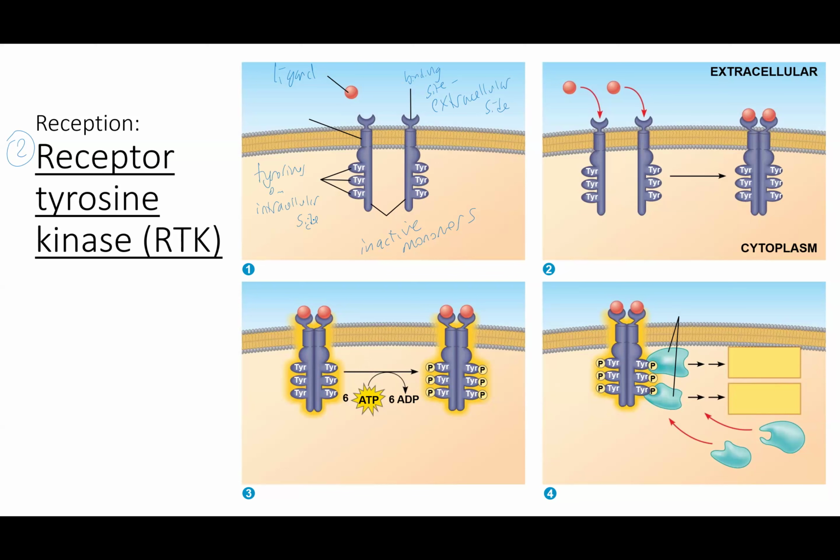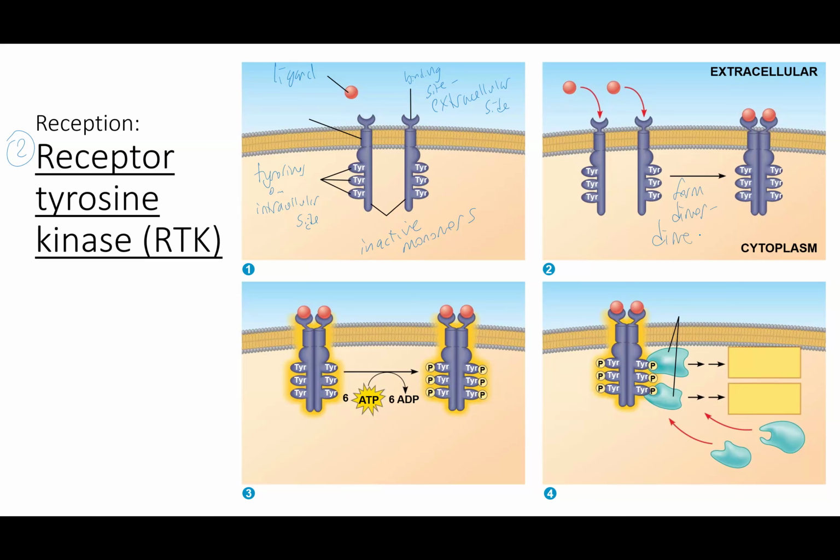So that's kind of our setup. We have these transmembrane proteins with binding sites on the extracellular side, and we've got tyrosine tails on the intracellular side, and they're not active. So the ligand molecule, the signal molecule, is going to come in, and it's going to bind. And when it binds, it's going to form a dimer.